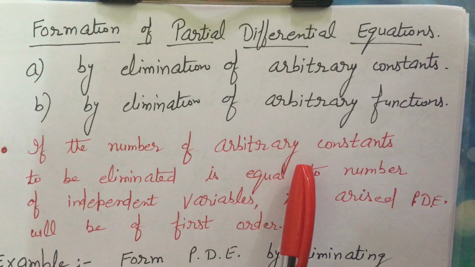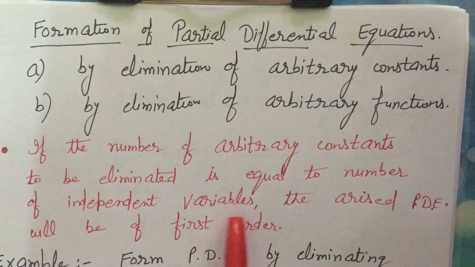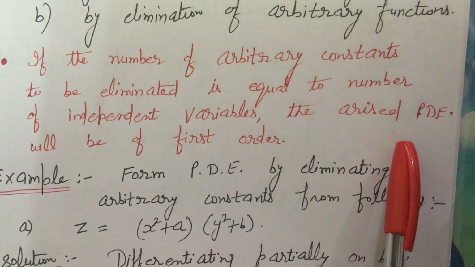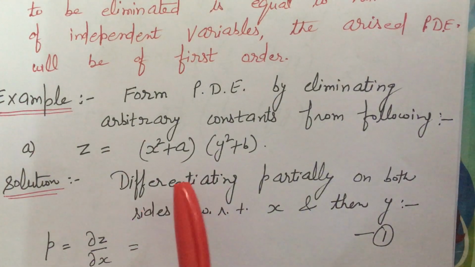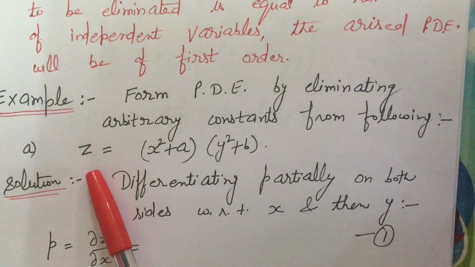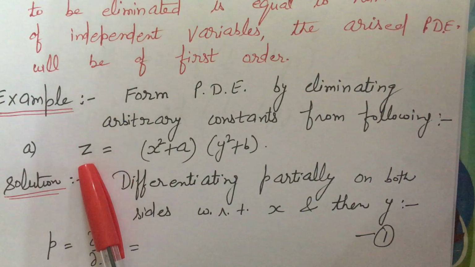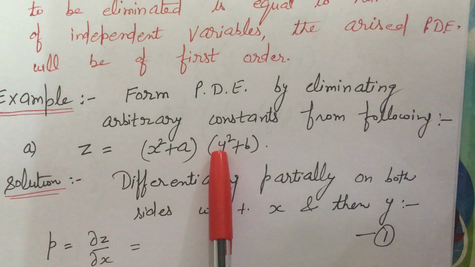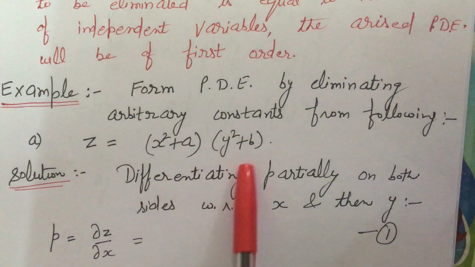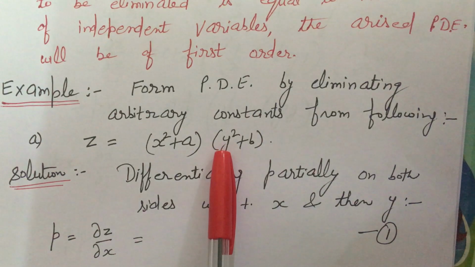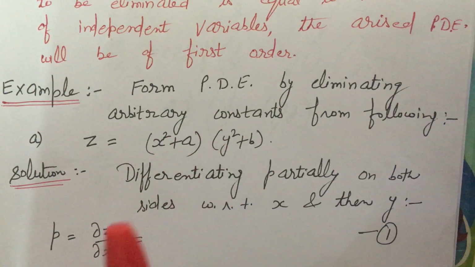If the number of arbitrary constants to be eliminated is equal to the number of independent variables, then the PDE you will form will be of the first order. For example, we have given this statement: z is equal to (x² + a)(y² + b). Here z is the dependent variable, x and y are the independent variables, and a and b are the arbitrary constants. So the number of arbitrary constants is equal to the number of independent variables. Clear? So here the PDE formed will be of the first order.